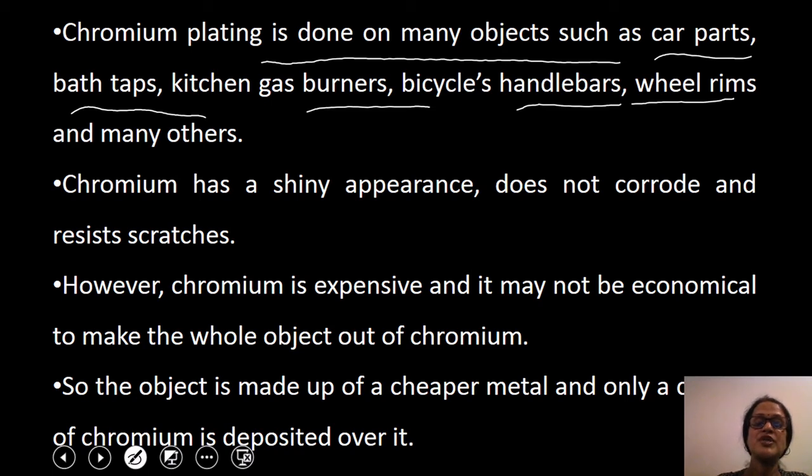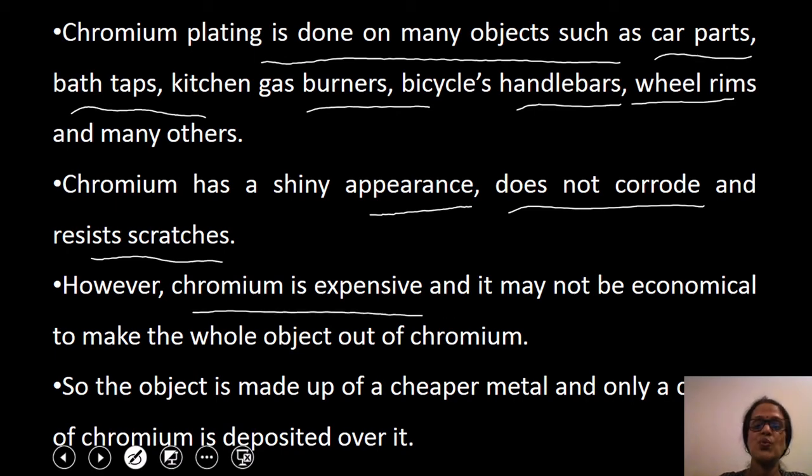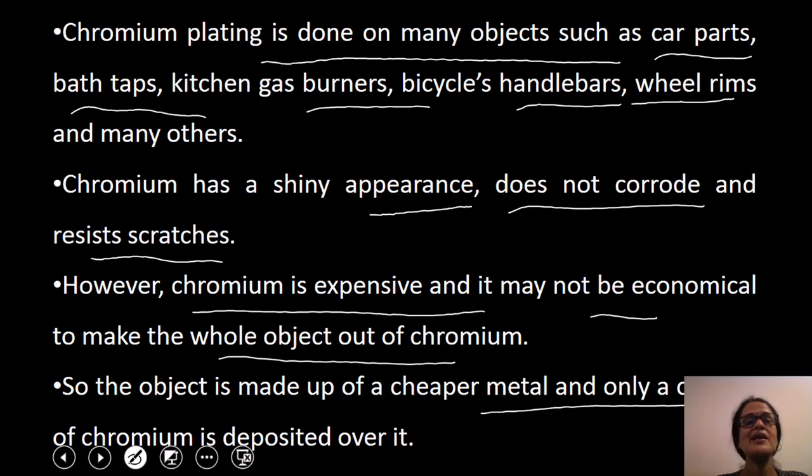And what is the appearance of chromium? Chromium has a shiny appearance, and the very important thing is that it doesn't corrode and it resists scratches. You have seen that kitchen gas burners have a chromium plating on them. But the main thing is that chromium is a very expensive metal and it may not be economical to make the whole object out of chromium. So what do we do? The object is made up of a cheaper metal and only a coating of chromium is deposited over it by the process of electroplating. So this is one of the very important applications of electroplating, chromium plating, that we have discussed.